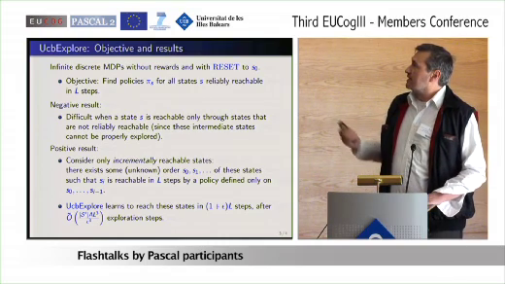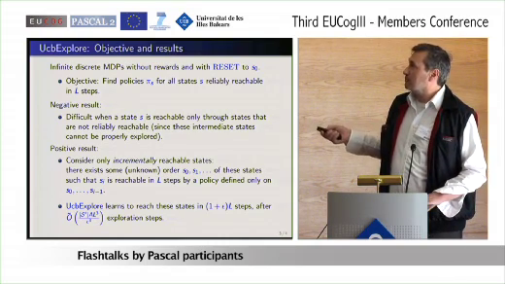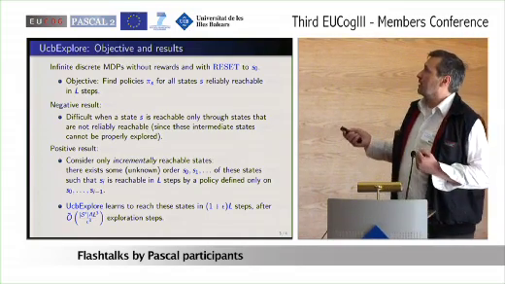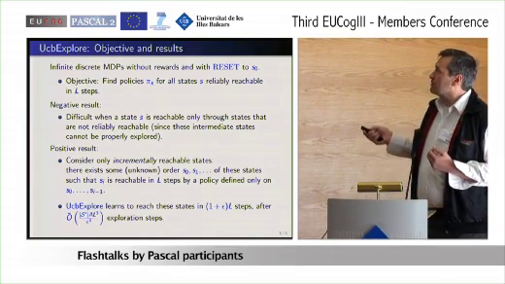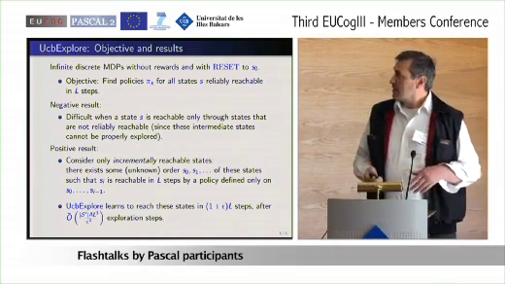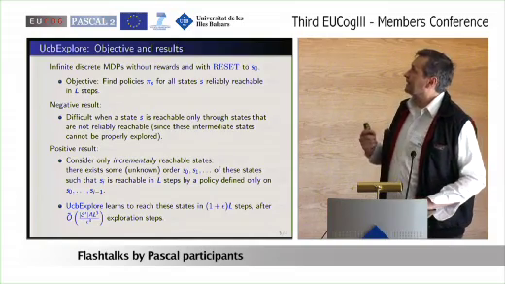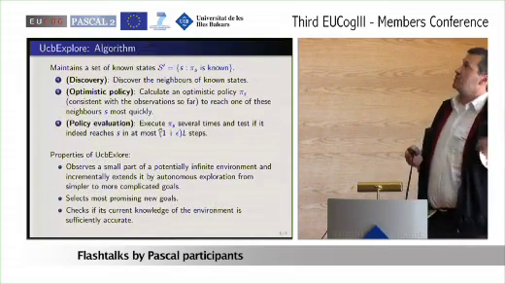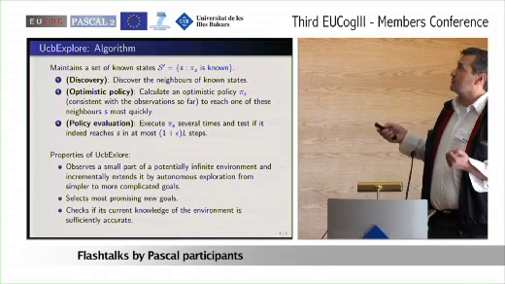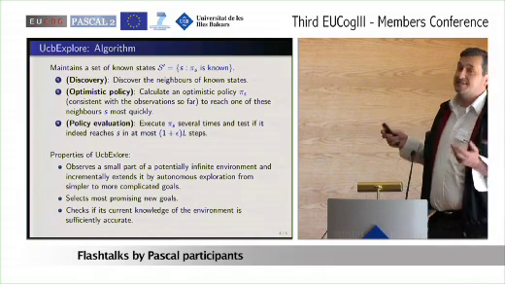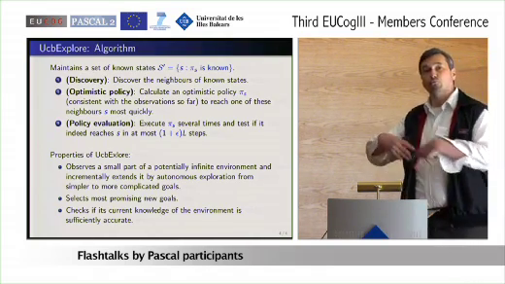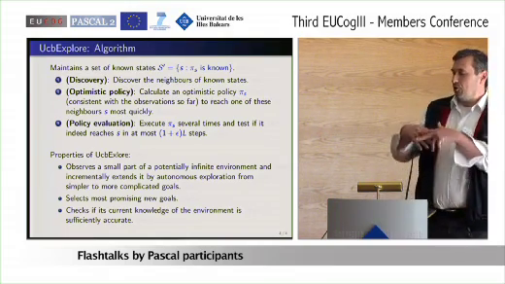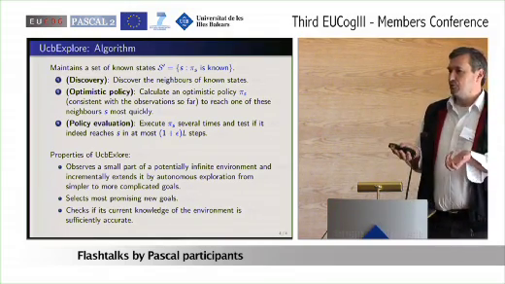And in this case, we come up with an algorithm which is called UCB Explore, and which generates policies to all these states in a reasonable time. And the next slide shows you this algorithm. In each iteration, it has 3 steps. First, it maintains a set of known states for which you already know how to go there. Then you look at all the neighboring states of these known states.